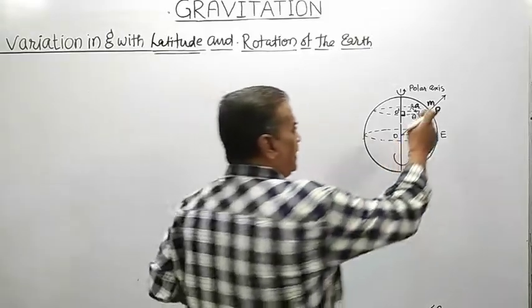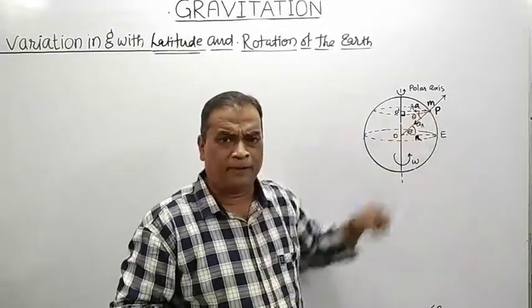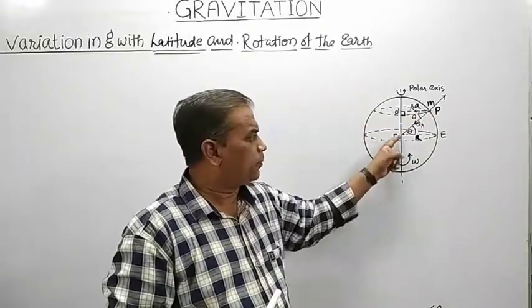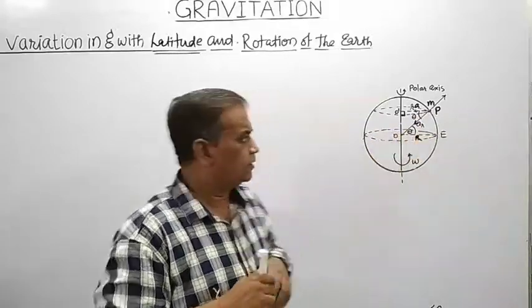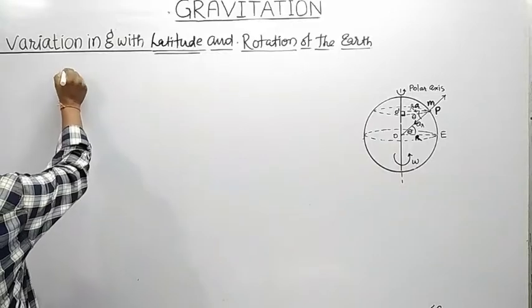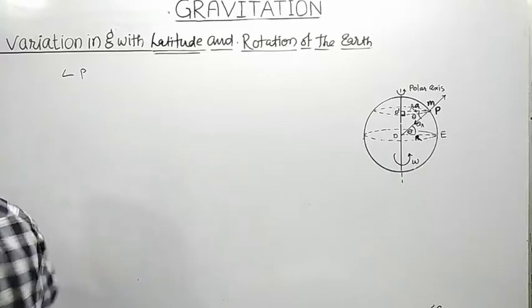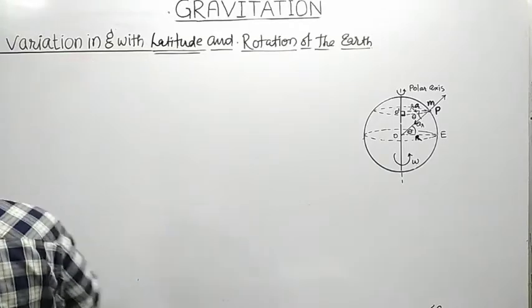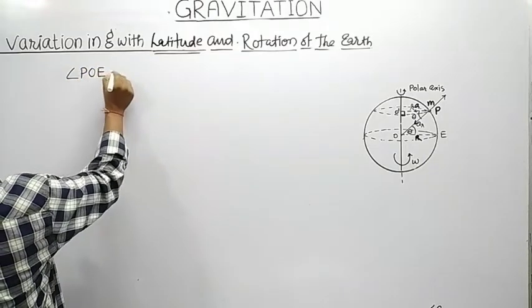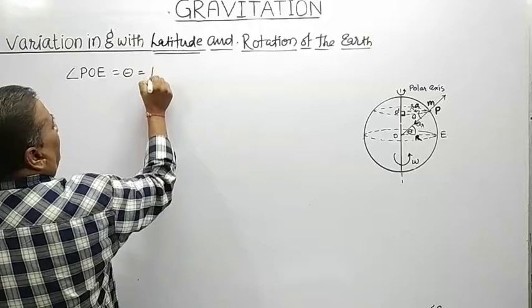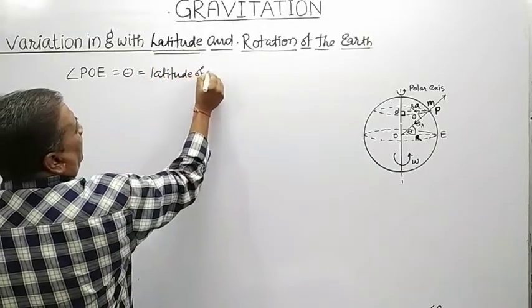So as far as a particle of mass m is concerned, it is kept at point P, and the position vector OP makes an angle theta with the equator. So angle POE is called the latitude. Angle POE is equal to theta, and that theta is called the latitude of particle P.